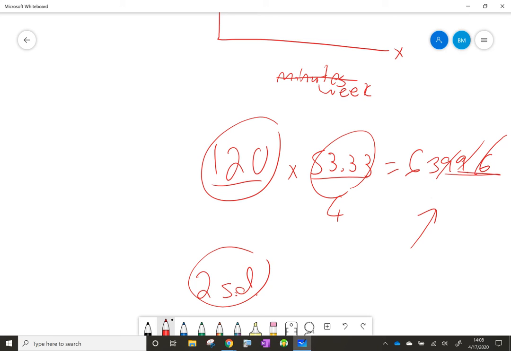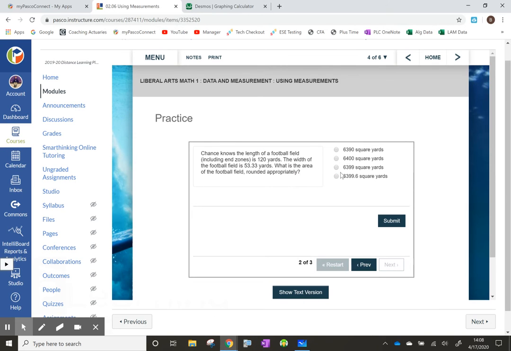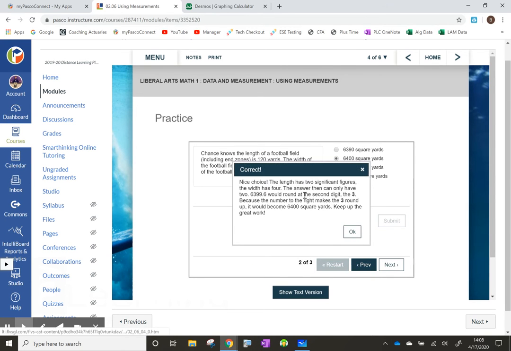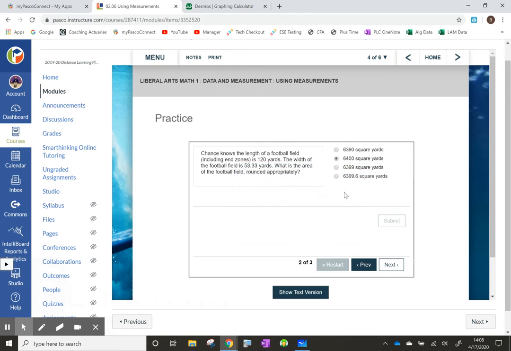Because of where these numbers are, that 3 here is going to round up to 4. So it's going to be 6400. So 6,400 would be the appropriately rounded answer here. So the second answer. Correct. Okay? It's weird. It doesn't seem to make sense, but somehow it makes sense.